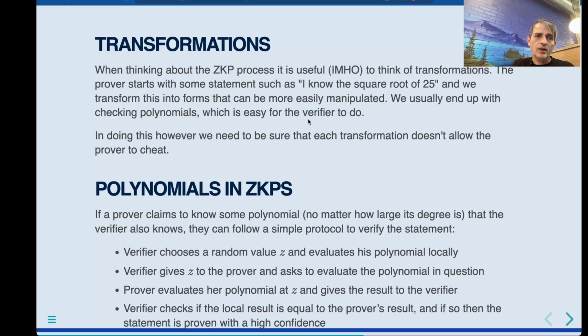polynomials. But when we're doing those transformations, it's important that whenever we do a transformation, we're doing that correctly. We still have the correctness of that. So the prover cannot cheat in any way.